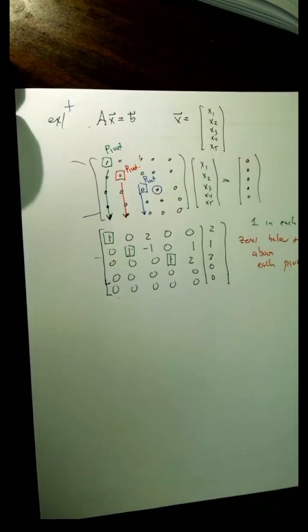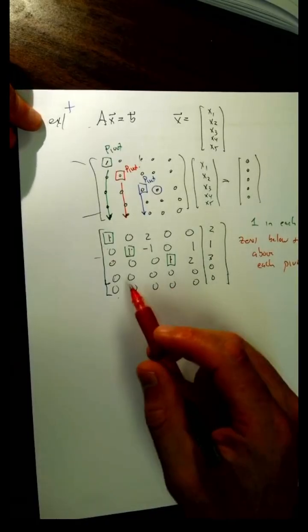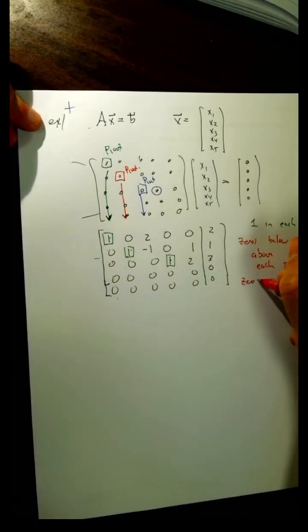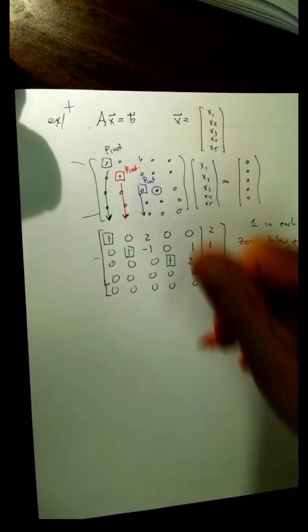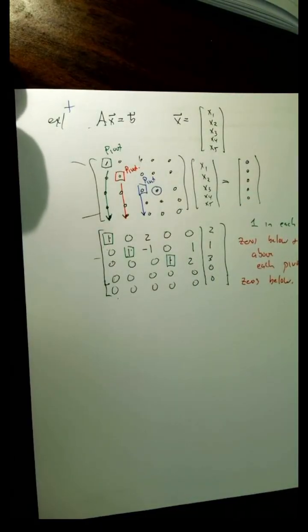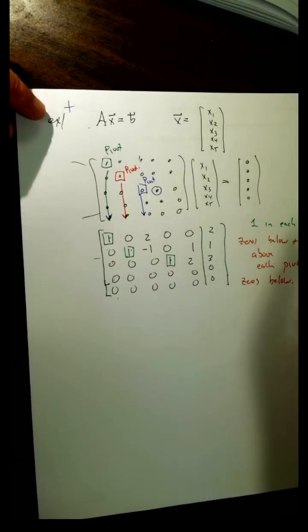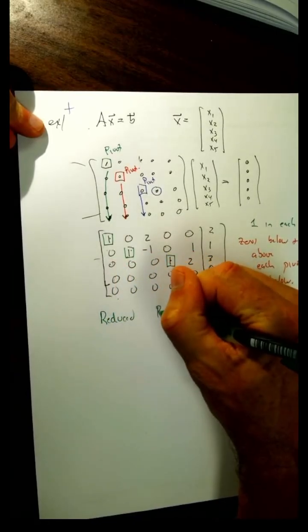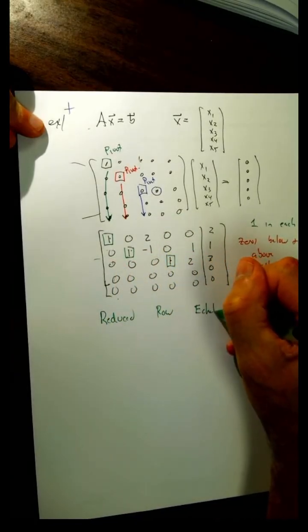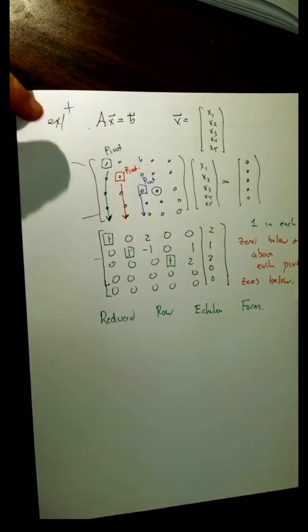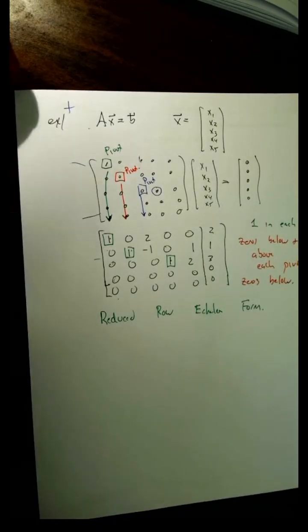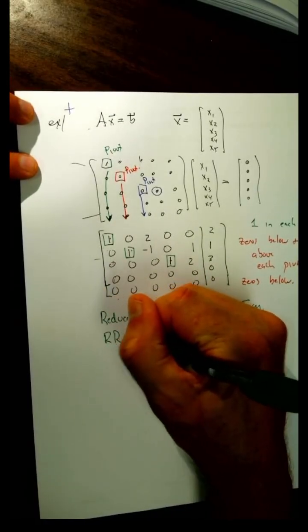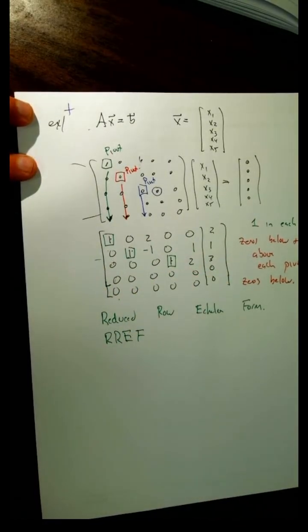Okay. And again, I have zeros below where all my pivots occur after that. Okay. If this is the case, if I can get my matrix in this form, we're going to say it's in reduced row echelon form. Okay. And I don't want to write that out all the time, so I'm going to call it RREF.